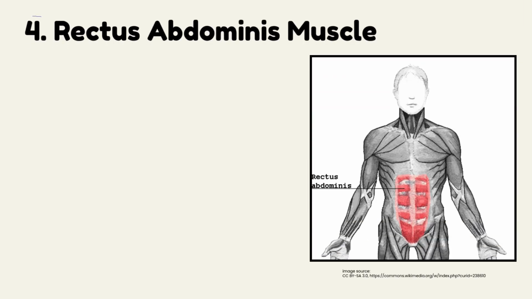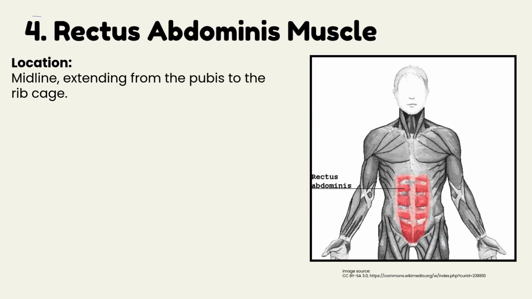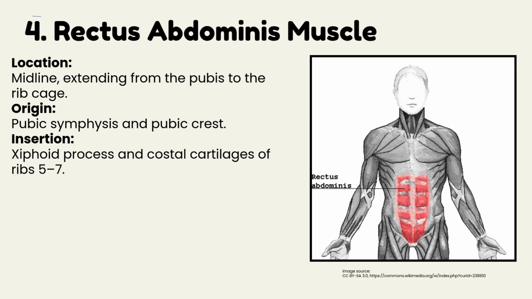Number 4. Rectus abdominis muscle. It is located in the midline, extending from the pubis to the rib cage. It originates from the pubic symphysis and pubic crest. It is inserted into the xiphoid process and costocartilages of ribs 5 to 7. Direction of fibers is in the vertical direction.